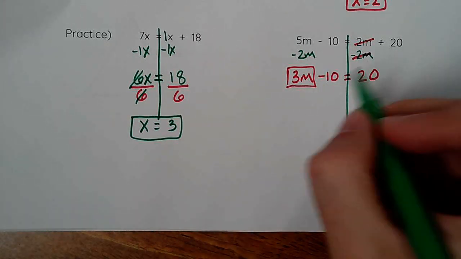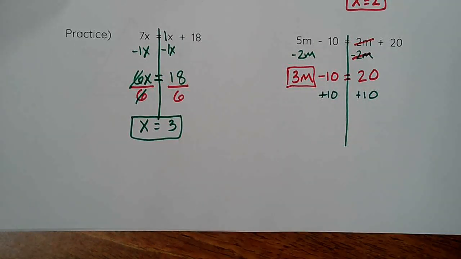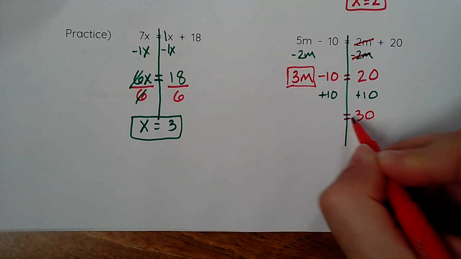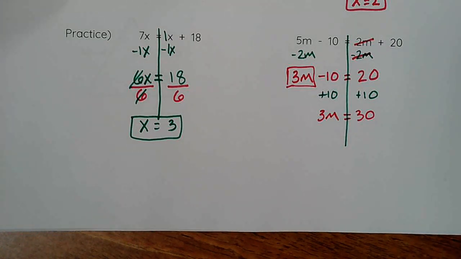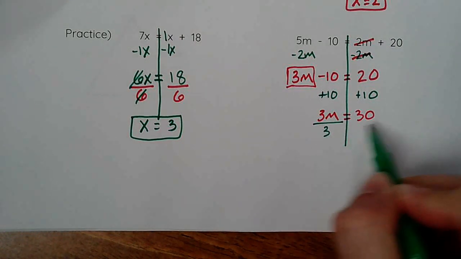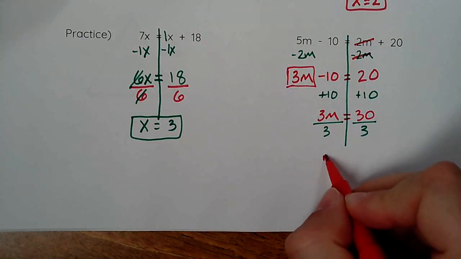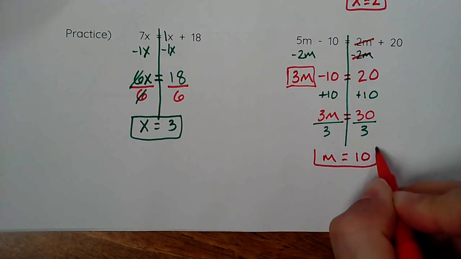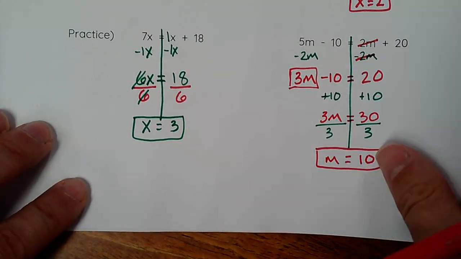All right, I need to undo the minus 10, so we will add 10 on both sides, leaving us with 30 on the right side. Bring down my 3m. Divide by 3. M is equal to 10. All right, let's go ahead and look at just a couple more examples.